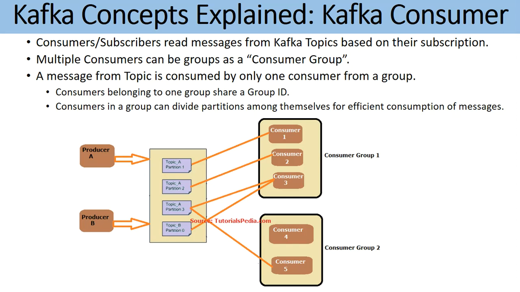You can see that any particular message in a topic can be consumed by only one consumer in a group, but there is a possibility that a message in a topic in a certain partition can be consumed by a consumer in one consumer group as well as another consumer in another consumer group. As you can see in the case of topic A, partition 3, consumer 5 as well as consumer 3 can get the subscription and can consume the same message.